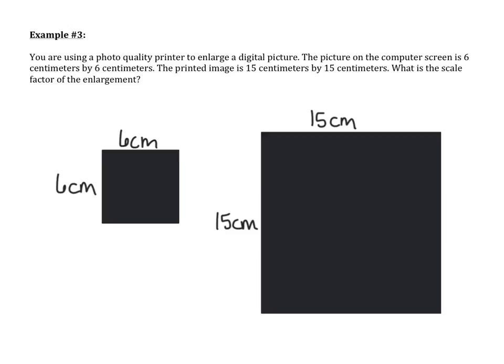So that means I would take the new over the old. So in this case, it would be 15 over 6, which in lowest terms is 3 over 2. And we would probably want it just as a decimal, so we would have an enlargement of 1.5. So really, this means I'm enlarging it by 1.5 times its original picture.